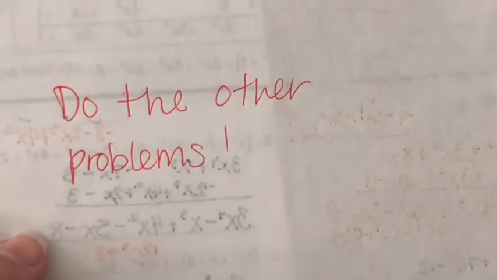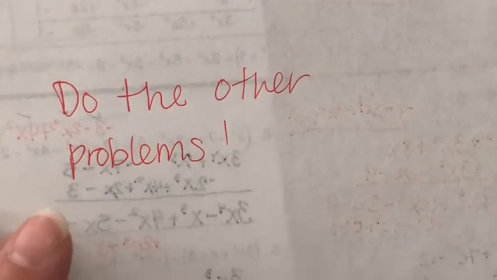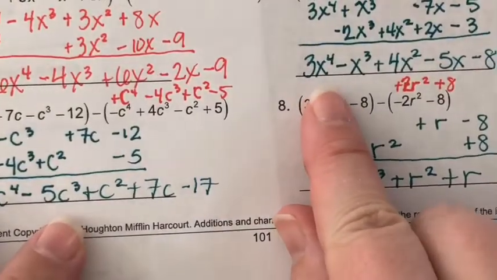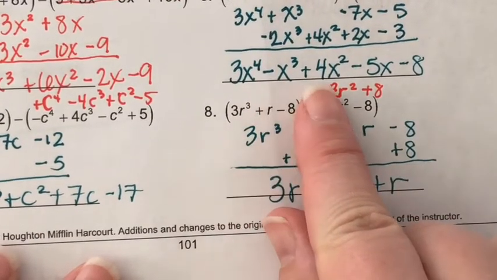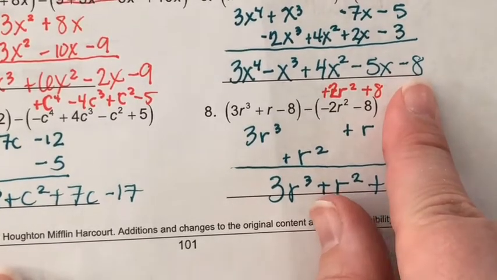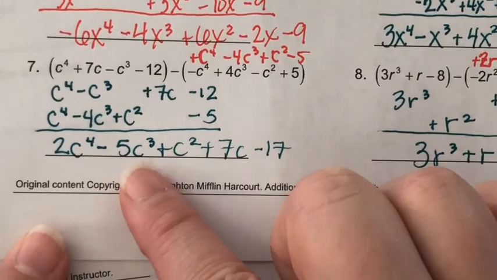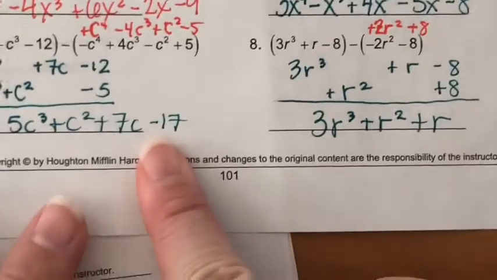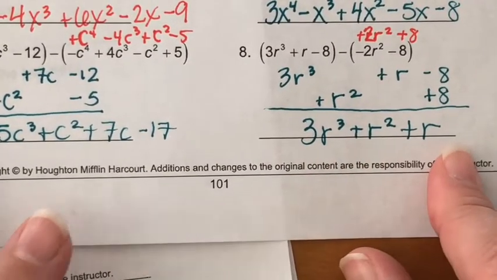So hopefully you did the other problems, you paused it. So checking answers for those is voila, right here. So number 6, we got 3x to the 4th minus x to the 3rd plus 4x squared minus 5x minus 8. The next one would be 2c to the 4th minus 5c cubed plus c squared plus 7c minus 17. And then the last problem, number 8, is 3r to the 3rd plus r squared plus r.